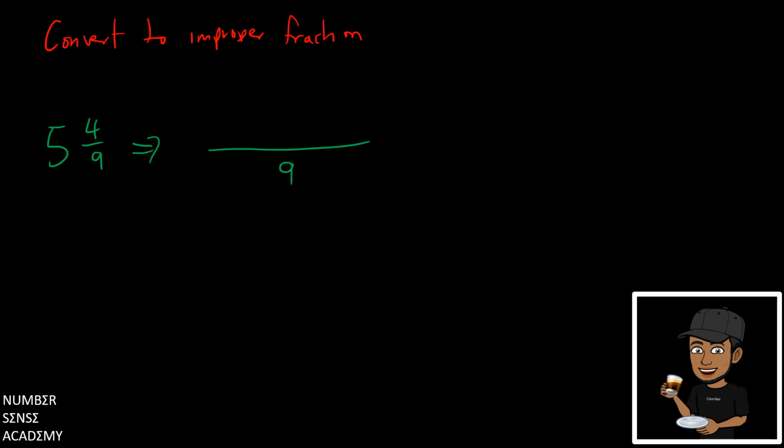All right, let's do a quick example of converting to an improper fraction. So if I have 5 and 4/9, I want this to convert to an improper fraction. And remember, I keep the denominator as it is. I take the denominator, multiply it by the whole number, and then I add the numerator. So 9 times 5 is 45. 45 plus 4 is 49. And I end up with 49 over 9. Pretty straightforward.